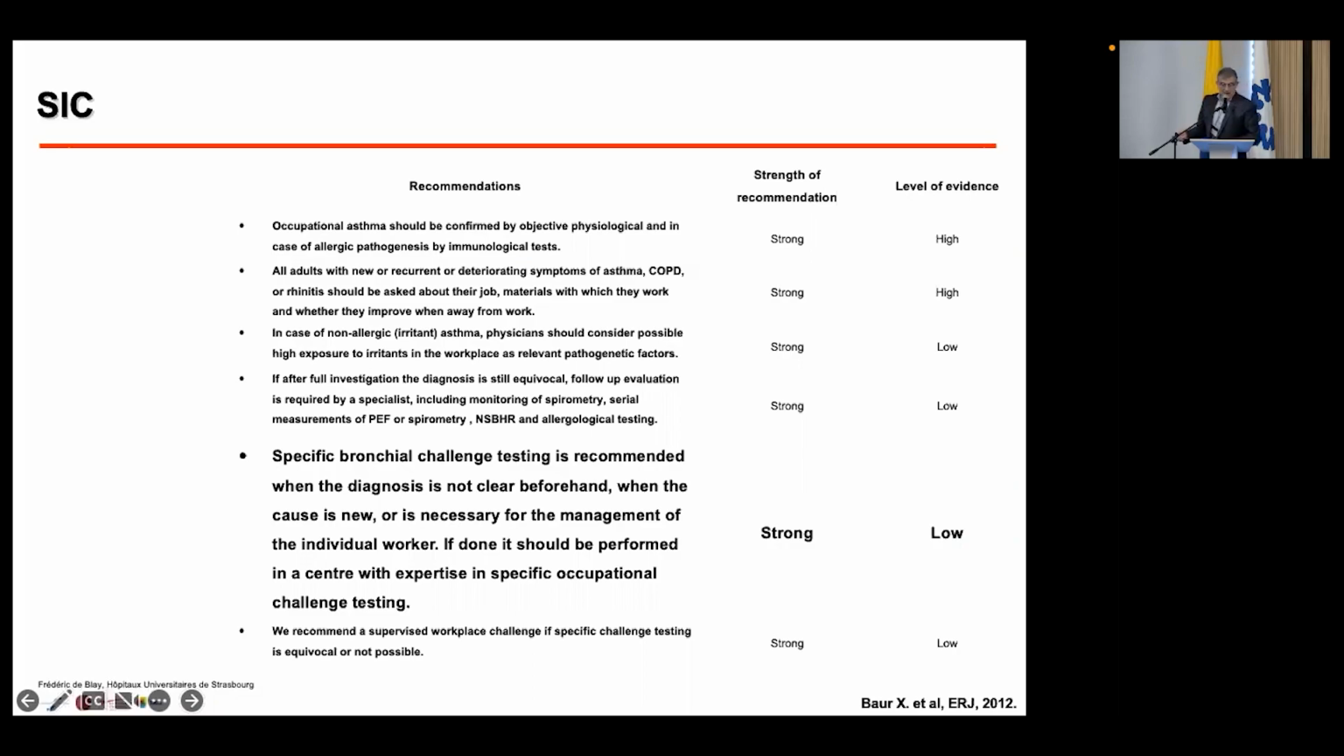So occupational asthma should be confirmed by objective physiological tests. In case of allergy, it could be used, of course, for research. In fact, specific bronchial challenge testing is recommended when the diagnosis is not clear beforehand, when the cause is new, or when it is necessary for the management of the individual worker. It must be performed in a center with expertise. This is very important because it could be dangerous. Yes, remember that occupational asthma could be dangerous. It's like performing a food challenge test or a drug challenge test. It's dangerous, so you must be very careful.